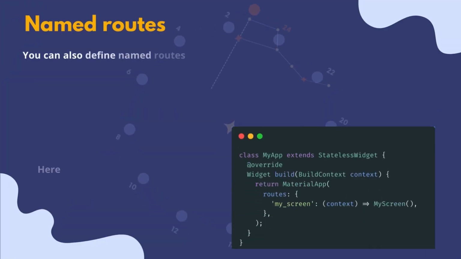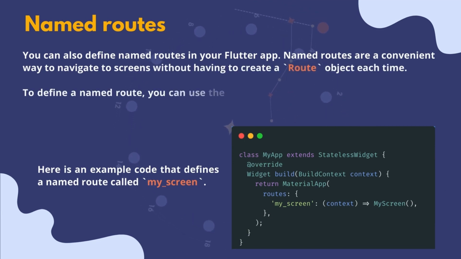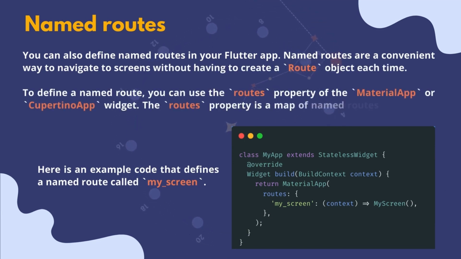Named routes. You can also define named routes in your Flutter app. Named routes are a convenient way to navigate to screens without having to create a route object each time. To define a named route, you can use the routes property of the MaterialApp or CupertinoApp widget. The routes property is a map of named routes to route objects. Here is an example code that defines a named route called my_screen.